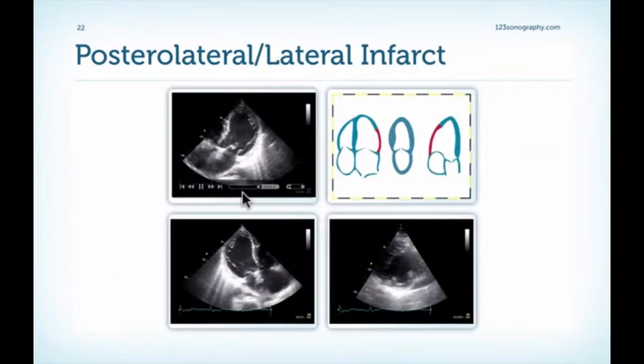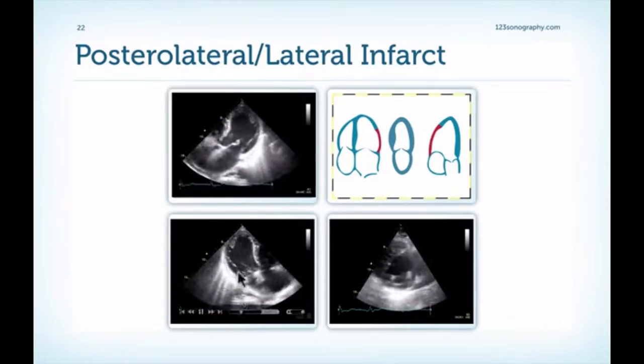To really get a good view of the lateral wall, you have to rotate the transducer clockwise from the 4-chamber view and maybe angulate the transducer a bit so you get a better appreciation of the lateral wall here, how it extends into the posterolateral wall. And you see clearly a very thin, echogenic and akinetic wall, basal and mid. So this is lateral, and this is the posterolateral extension of this infarct, again akinetic, echogenic.